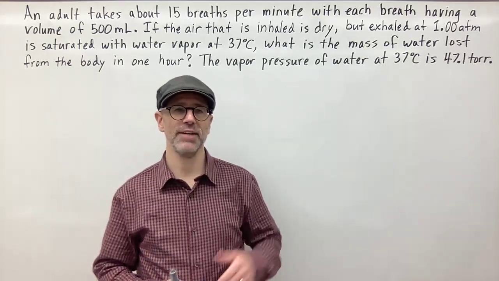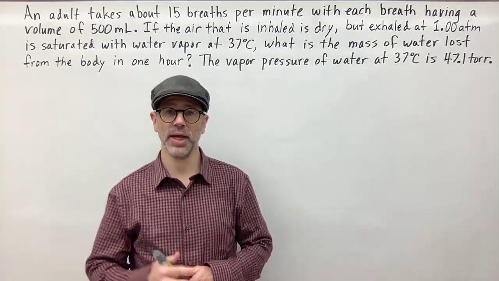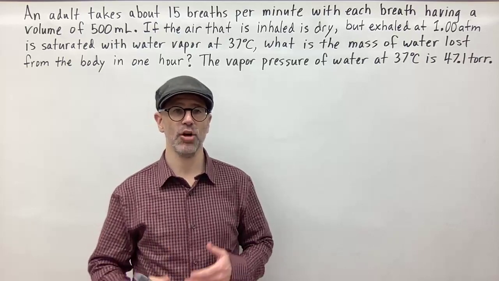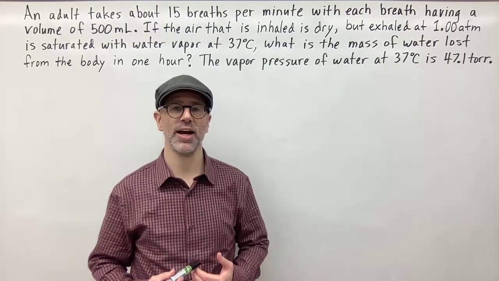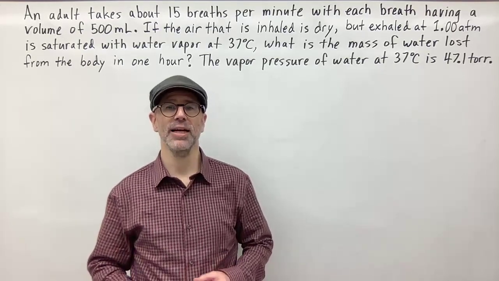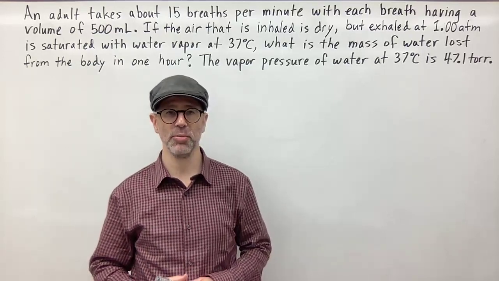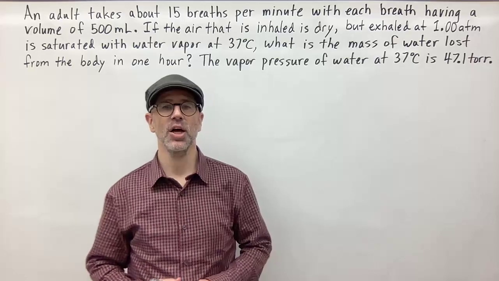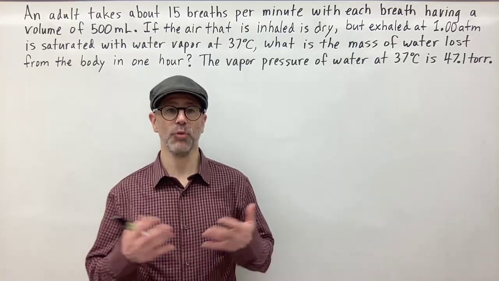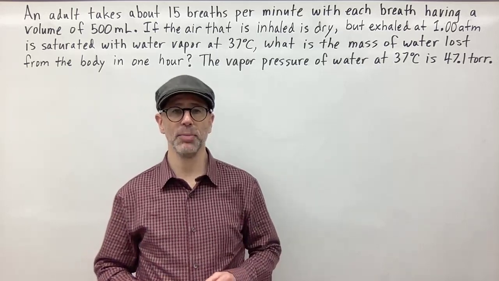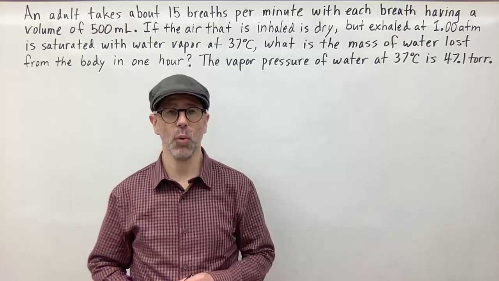In this problem, an adult takes about 15 breaths per minute, with each breath having a volume of 500 milliliters. If the air that is inhaled is dry, but the exhaled air is at 1.00 atmospheres and is saturated with water vapor at 37 degrees Celsius, what is the mass of water lost from the body if you're breathing for 1 hour? The vapor pressure of water at 37 degrees Celsius is 47.1 torr.